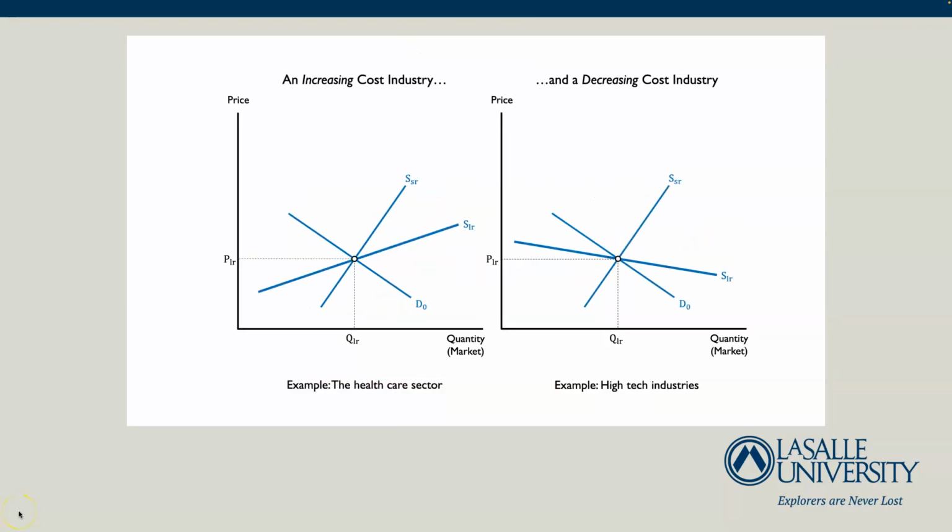Now, note that this is a constant cost industry, but the healthcare sector is commonly viewed as being an increasing cost industry, and let's see why. So on the left, we have this increasing cost industry, and on the right, we have a decreasing cost industry. And that would characterize certain high-tech industries, say cloud computing, for instance. So in both markets, suppose we have the initial equilibrium price and quantity of PLR and QLR as shown here.